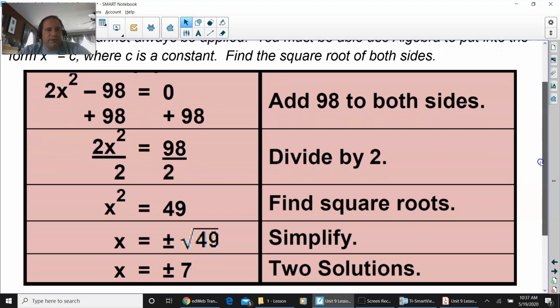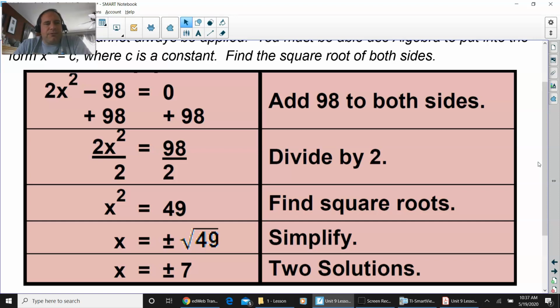For this question, let's just go over what we have here. 2x squared minus 98 equals 0. Now, you have to try to solve for x. Remember, you're solving for x because you're solving for the roots. You're solving for the zeros. So you have 2x squared minus 98 equals 0.